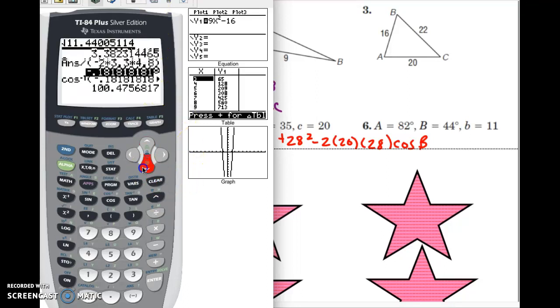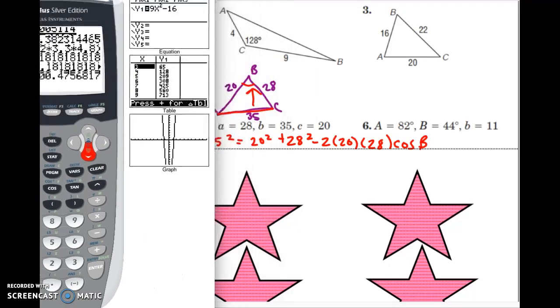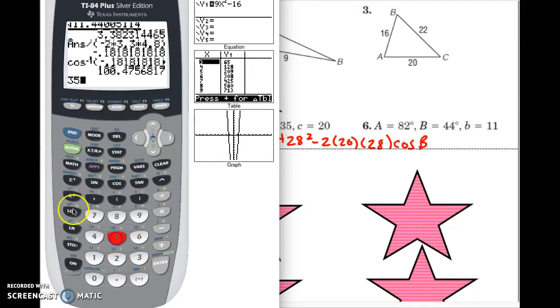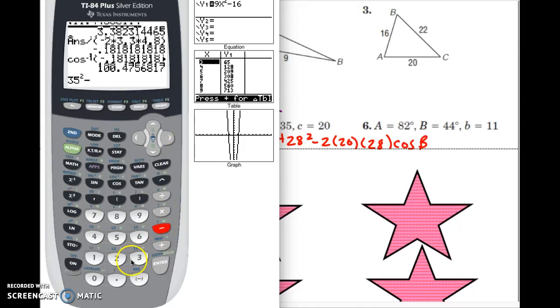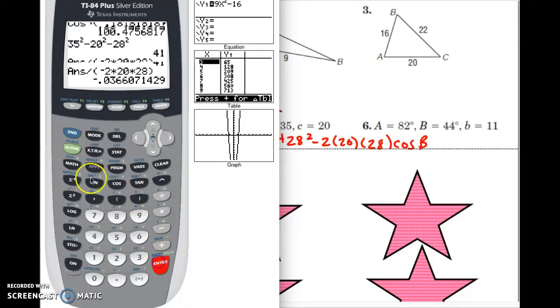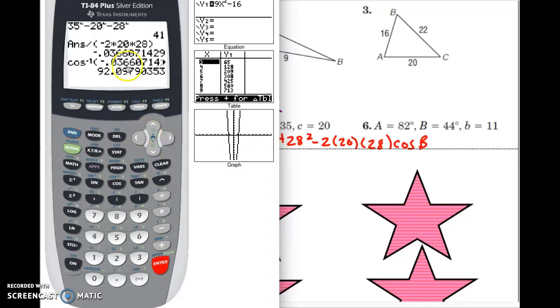All right, so if I arrow down here, we would say 35 squared minus 20 squared minus 28 squared. And then we're going to divide by the negative 2 times 20 times 28. And then we're going to use inverse cosine. And we get a 92.